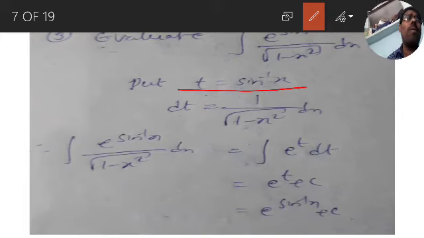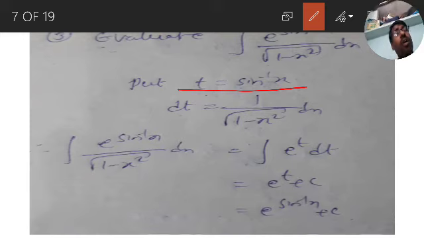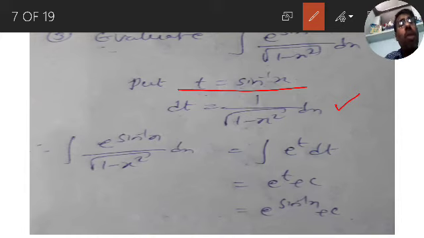If you go and do the problems, you can easily identify the substitution. The substitution should convert the unknown to a known integral. That is the suitable substitution we have to search for. What is the derivative of sine inverse x? The derivative of sine inverse x is 1 by square root of 1 minus x square. That is, dt is equal to 1 by square root of 1 minus x square into dx.